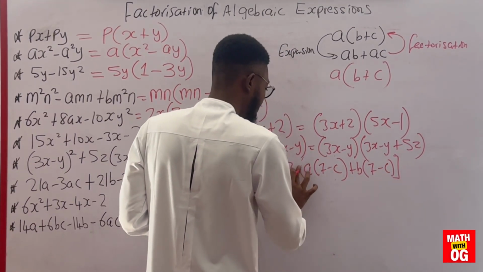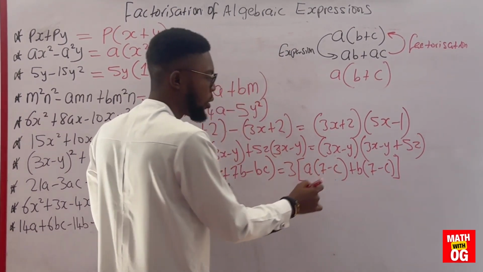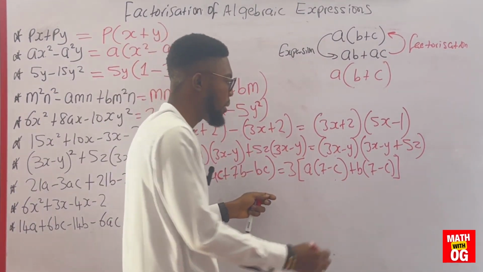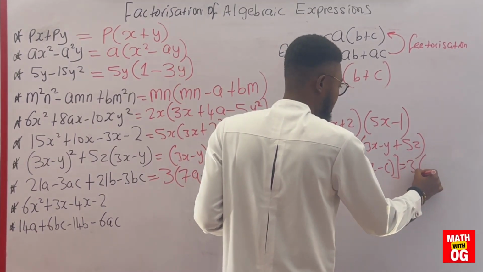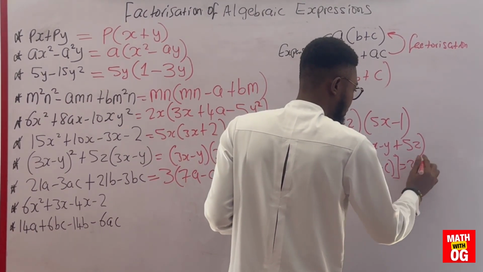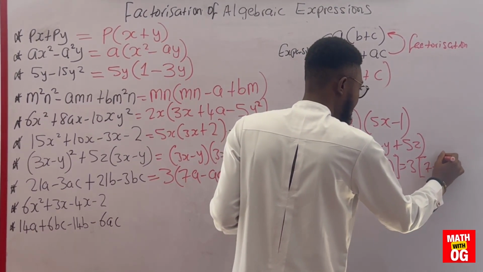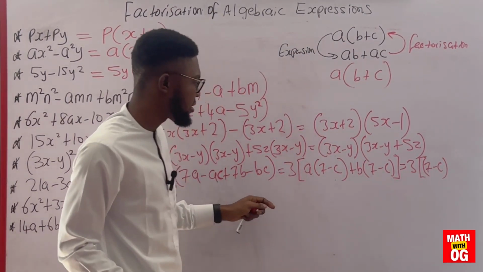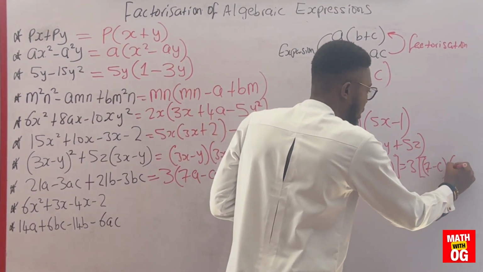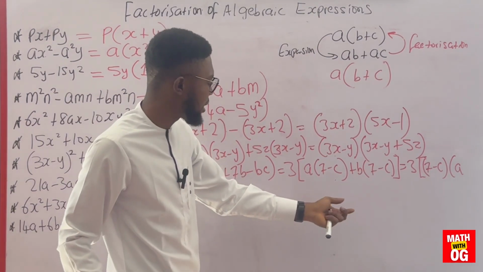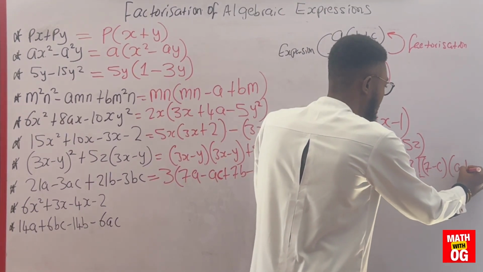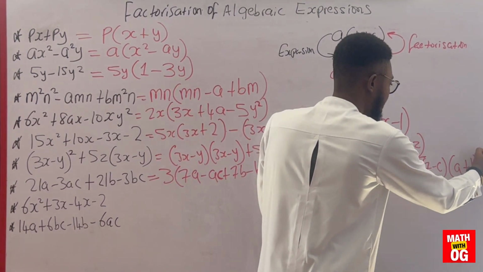Now you can see what is happening here. 7 minus c is common. So we have a 7 minus c here. 7 minus c is common. So we have to factor it out. Remember, your 3 will remain outside. So you have your 7 minus c in one bracket. Now 7 minus c into a over 7 minus c will give me just a. And at the other part, 7 minus c into b over 7 minus c will give me just a positive b. So here you have a positive b, close bracket.